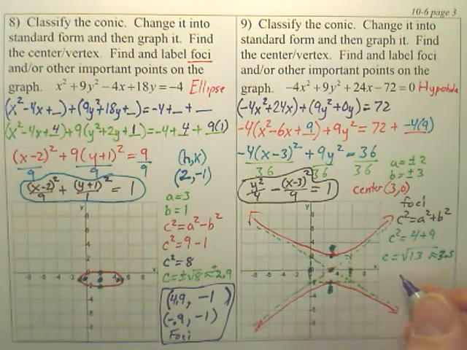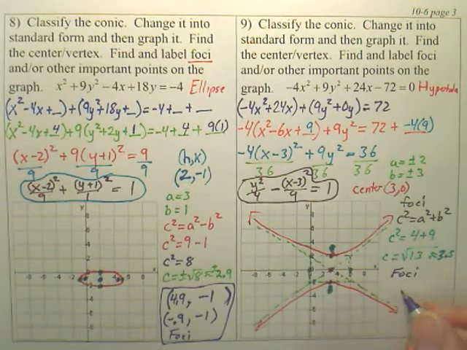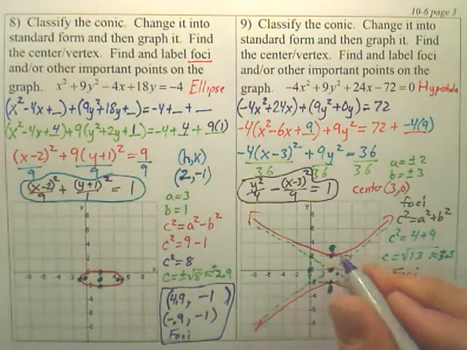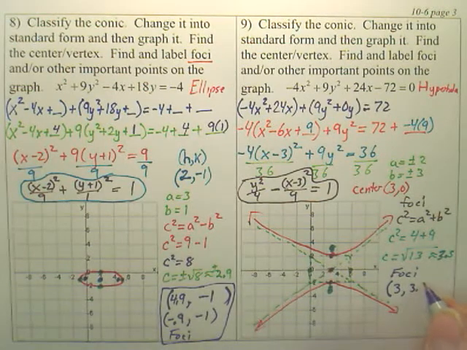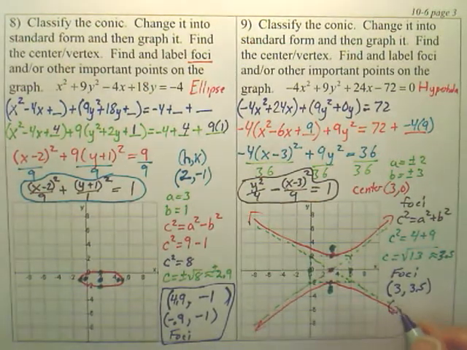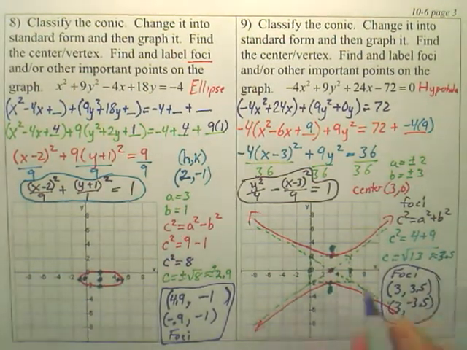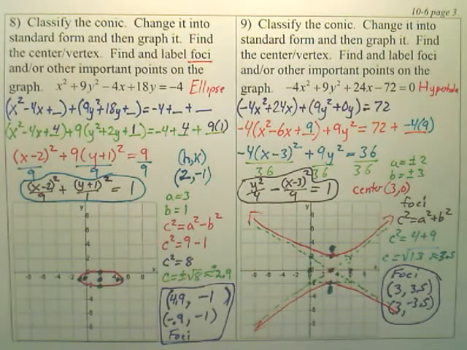So if I want to write those as coordinates, what we basically are going to have for your foci, well, for the first coordinate, the x value doesn't change, so it's going to be 3. But you're going to be up this 3.5. And the other one is still at 3, but you're going to be down 3.5. Because you went down 3.5, you went up 3.5. Those are your foci.